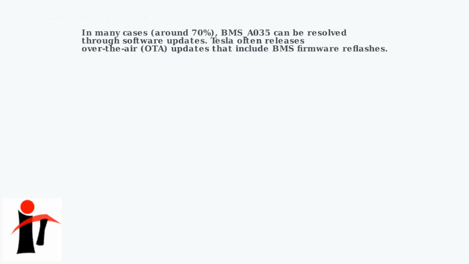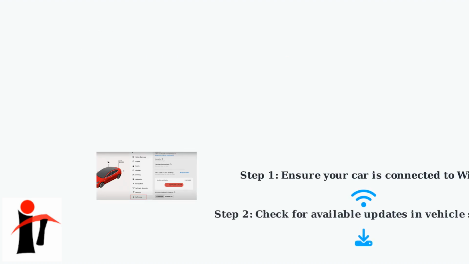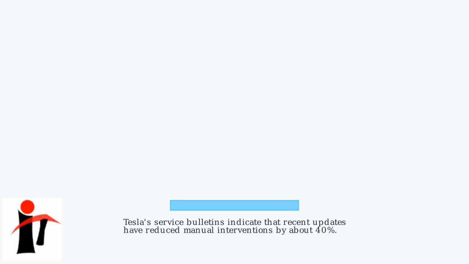In many cases, around 70%, BMS A035 can be resolved through software updates. Tesla often releases over-the-air updates that include BMS firmware reflashes. Ensure your car is connected to Wi-Fi and check for available updates in the vehicle settings. If an update doesn't automatically install, you may need to schedule a service appointment for a manual reflash. Tesla's service bulletins indicate that recent updates have reduced manual interventions by about 40%.